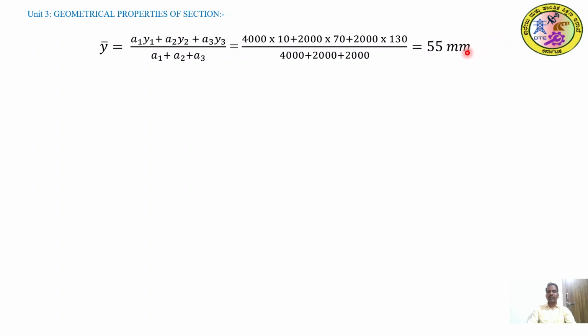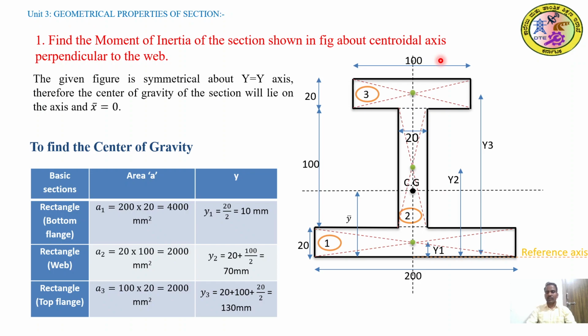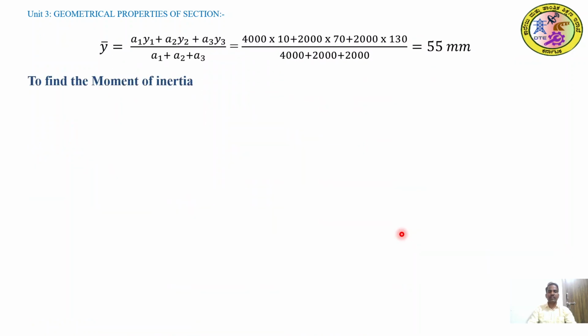If we obtain the 55 millimeter, we need to mark it in the I section. So if we go back here, from the base, we are going to mark the centroidal distance, that is y bar 55 millimeter. Let's go to the next slide.